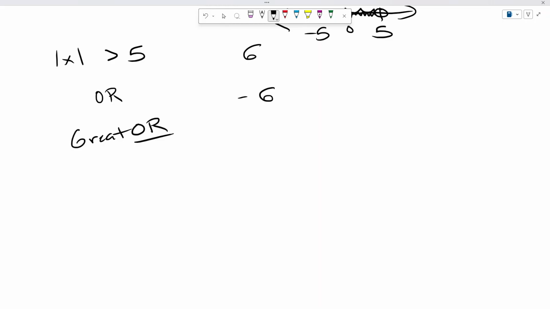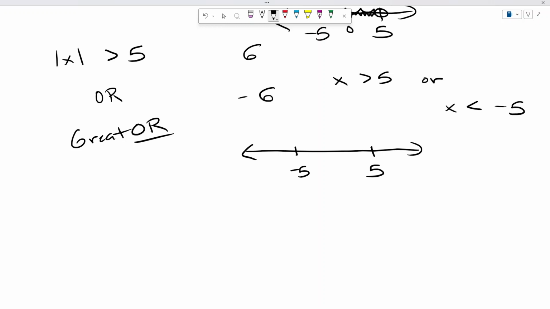So if we put this on a number line, so we have absolute value x greater than 5, we'd have -5 and 5. So we're saying x must be greater than 5, or x could be less than -5. Again, it wouldn't be included because it's not a greater than or equal. So we'd be going off in this direction. Those would all be true. Or we'd be going off in this direction. Those would all be true as well. Sorry, I put the circle there. Open circle. All right, so great or, think or, and you'll be going off in two different directions.